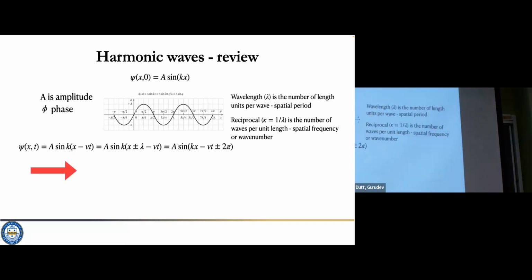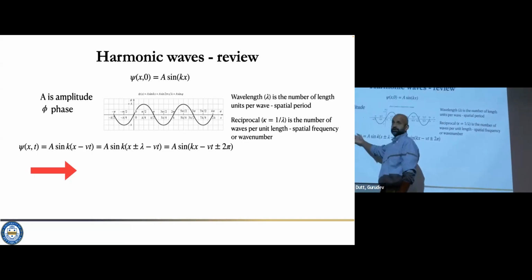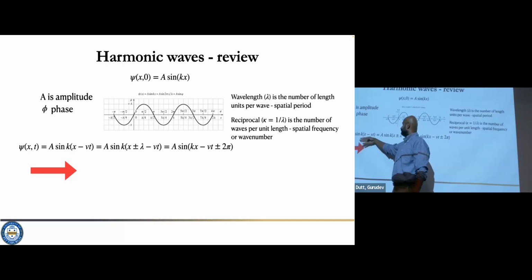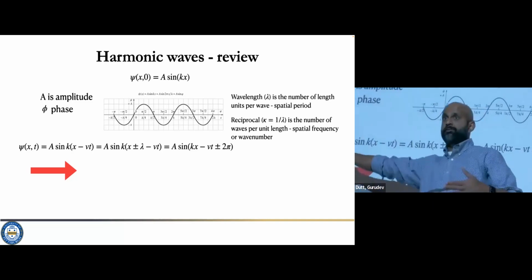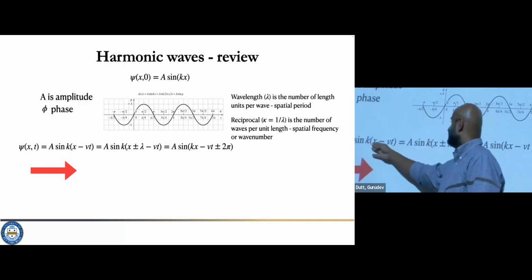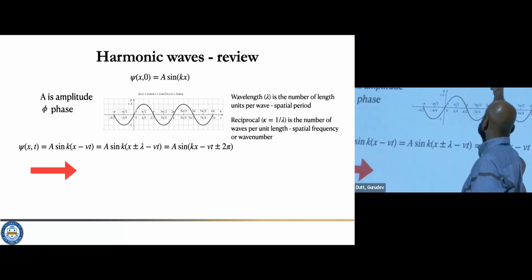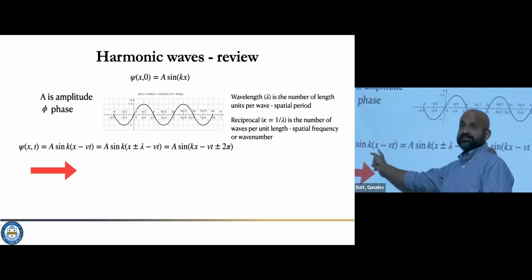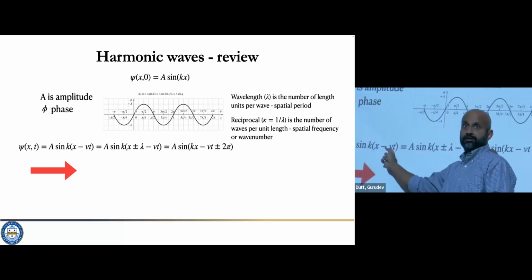So for example, now I take the wave as a function of time as well. When you put in the time, we know that x has to go to x minus vt for a wave that's propagating to the right. So I just replace the x at time t equal to 0, this is kx, I replace that x by x minus vt.